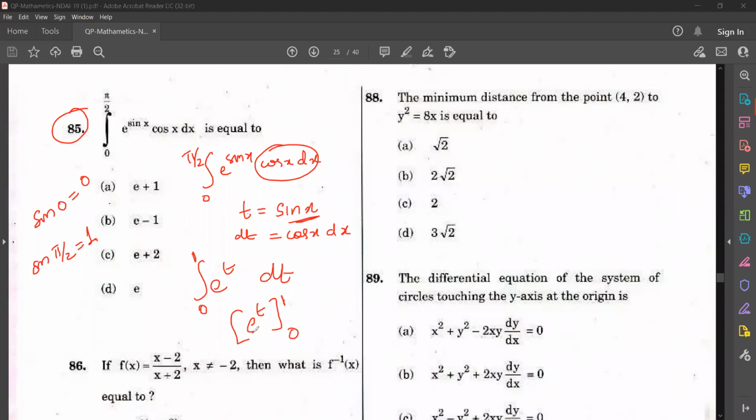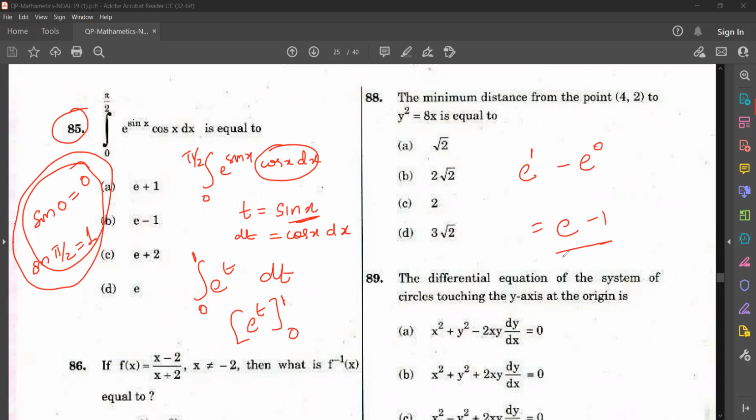So what is the integral of e raised to t? That is e raised to t itself. Then limit is 0 to 1. Don't forget to change the limit. Whenever you use another variable, you have to change the limit also. So 0 to 1 e raised to t. So substitute that t is 1. So e raised to 1 minus e raised to 0. That is e minus 1. Option B is the correct answer. E minus 1.